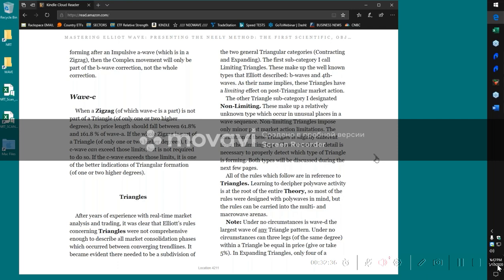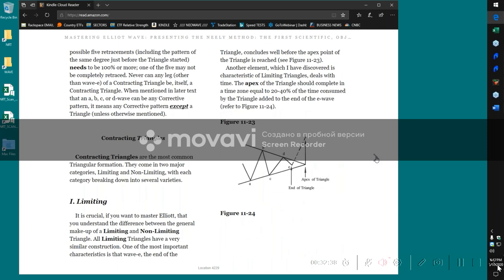A non-limiting triangle is one that happens in unusual places. It completes complex formations, or it might be the X wave of a complex correction. So those are non-limiting triangles, where after the thrust, the market can continue to trend way beyond the apex point of the triangle. So I already explained what contracting triangles are.